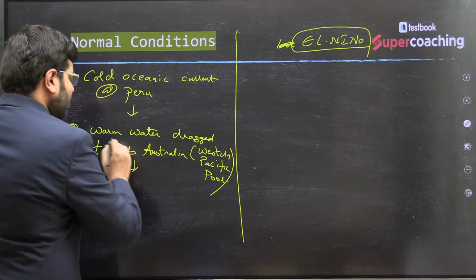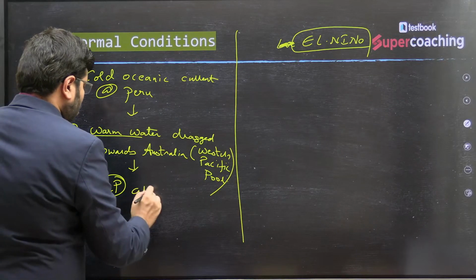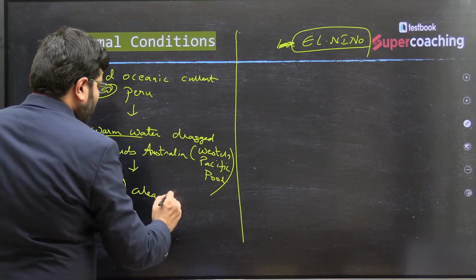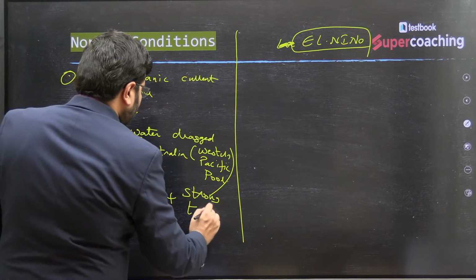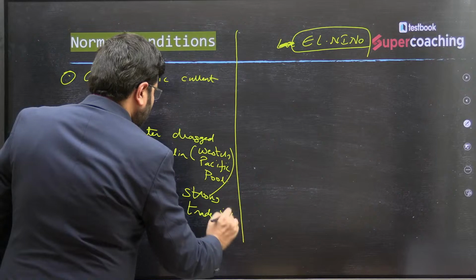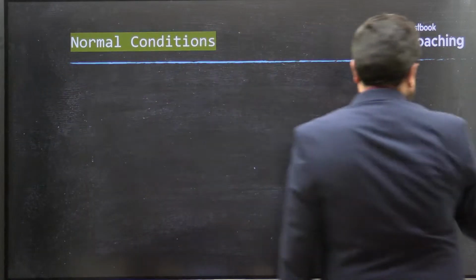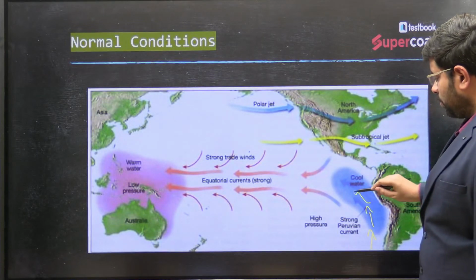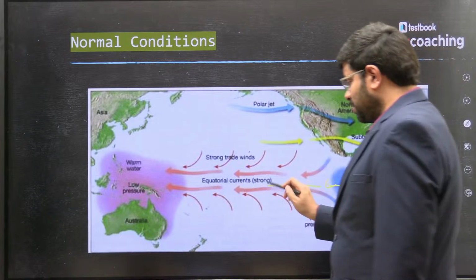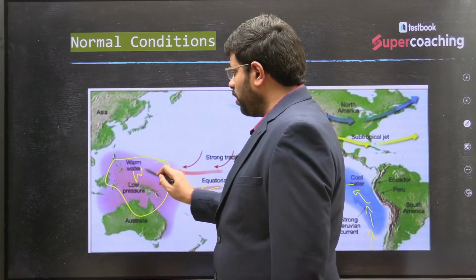When warm water is dragged towards Australia, this acts as a low pressure area, and because of that, you will find very, very strong trade winds. So you can see the picture. There is a cold current coming from the south. The water is being dragged as part of the south equatorial current. Here it is more warm water.